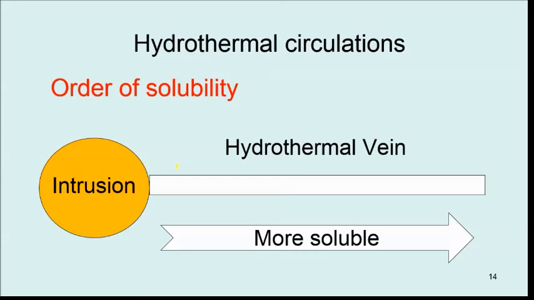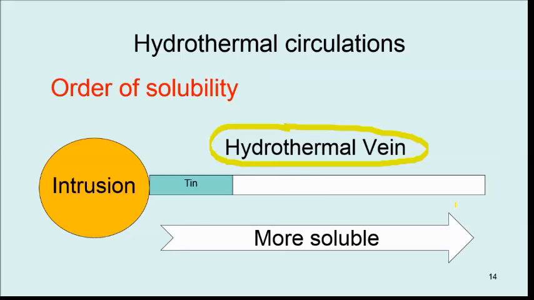Let's look at a basic model here. Here's an intrusion, here's our hydrothermal vein again. So it's moving out from the central point. Now this is to do with the order of solubility. Certain minerals are more soluble than others, so they will travel further away from the intrusion before they precipitate out. Now the example we just looked at, tin was the least soluble mineral, so it's the first to precipitate out closest to the intrusion, forming a tin zone.